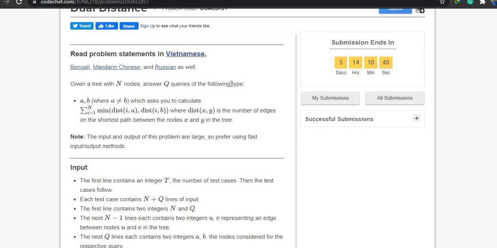First of all, we will read the question. Given a tree with n nodes, answer q queries of the following type: a, b, where a is not equal to b, which asks you to calculate the sum over i from 1 to n of the minimum of distance(i, a) and distance(i, b), where distance(x, y) is the number of edges on the shortest path between the nodes x and y in the tree. The input and output of this problem are large, so prefer using a fast input output method.